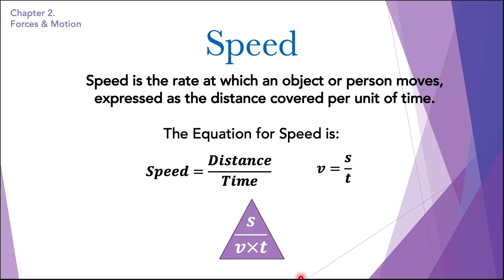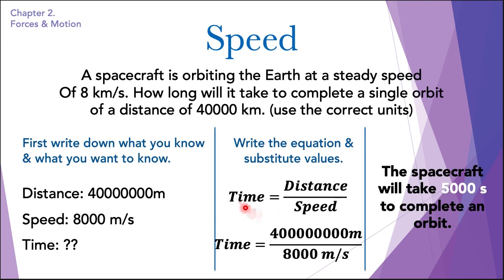Let's go ahead to our question and rearrange the equation. So this is what our equation will look like now. Now we're going to substitute the values and divide them. And the answer is, we're going to write it in a sentence. The spacecraft will take 5,000 seconds to complete an orbit. So this is how we use the equation to solve questions. Now that we've understood this, make sure you practice it as much as you can, because the more you practice, the better you get at it, and the easier it will be for you to understand it.